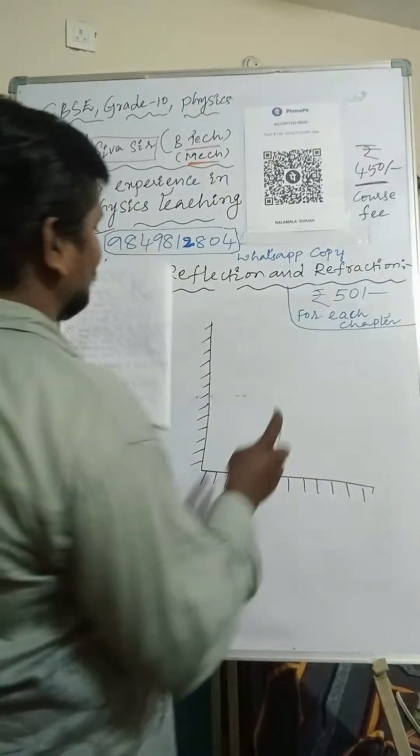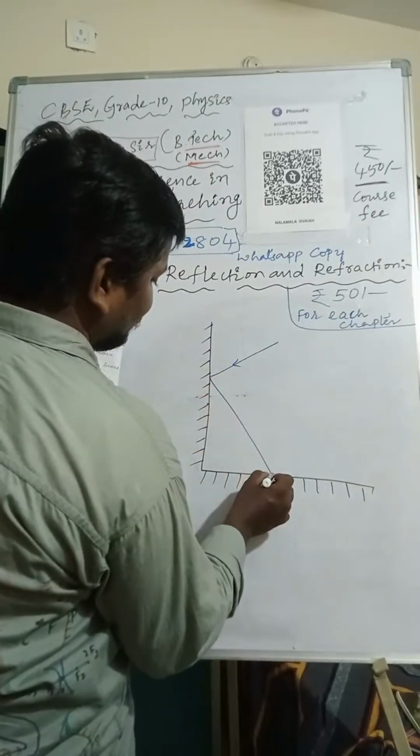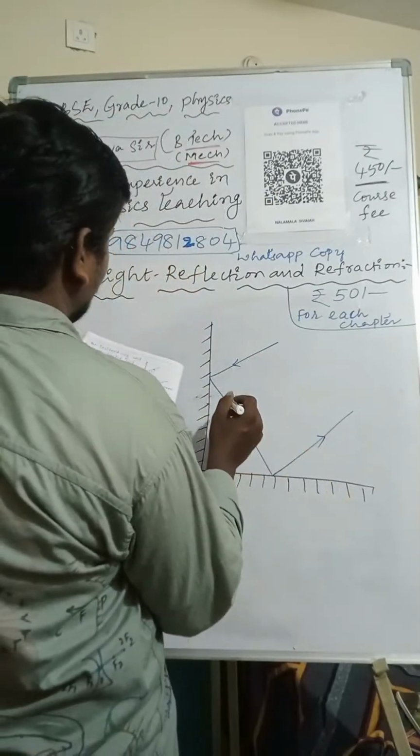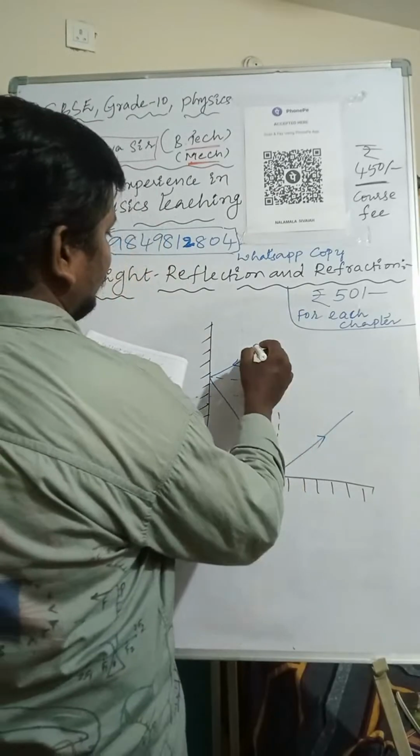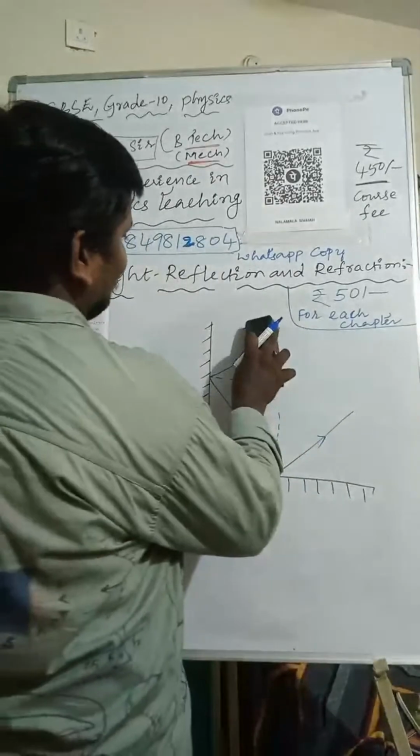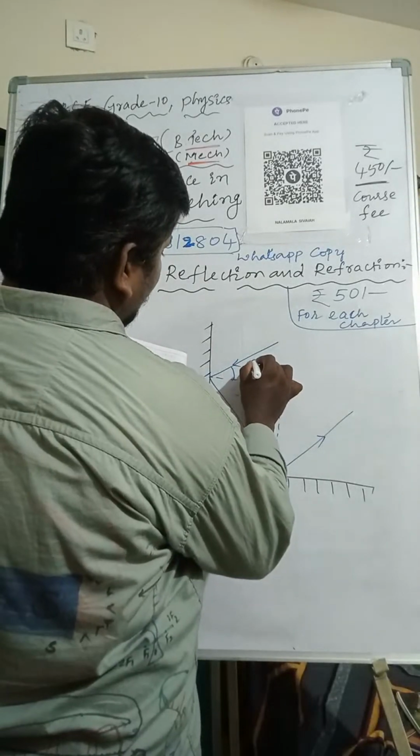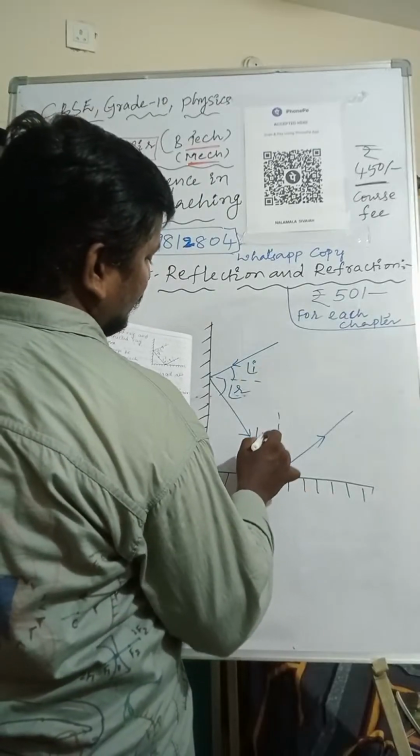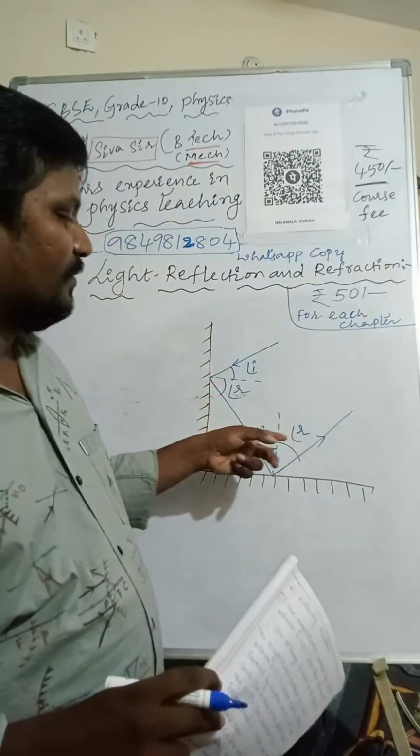So this is the incident ray, and this is the reflected light ray. This is a normal line. This is the angle of incidence and this is the angle of reflection. So here, angle of incidence equals angle of reflection.